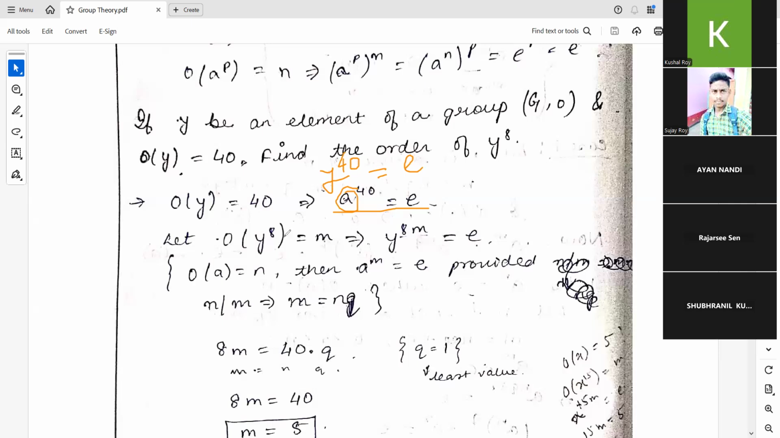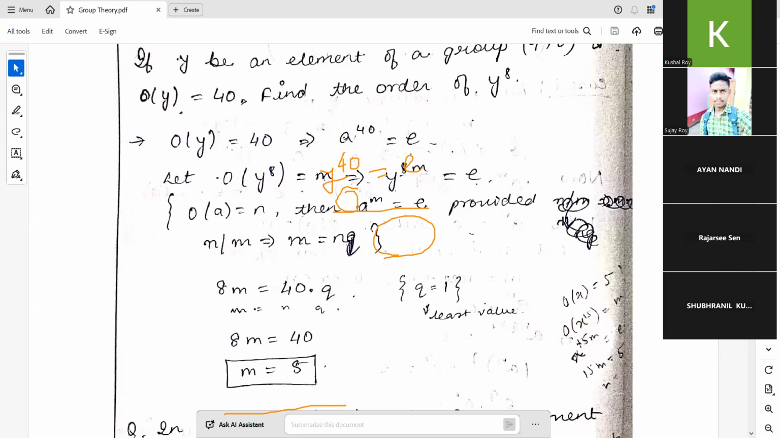So say the order of y to the power 8 is m. So therefore y to the power 8m must be e. Now clearly, since y to the power 40 is e, in that case 8m must be 40. Since y to the power 40 is identity and y to the power 8m is assumed to be identity, therefore 8m will be 40. So 8m will be 40 means, okay, let us remove these annotations.